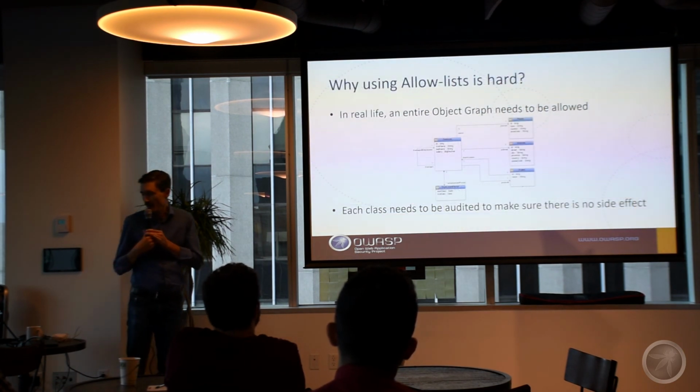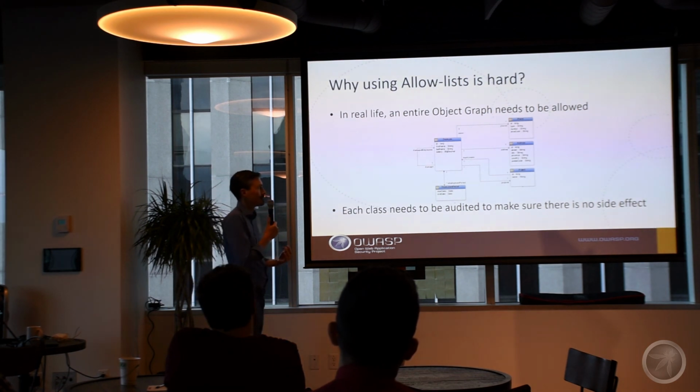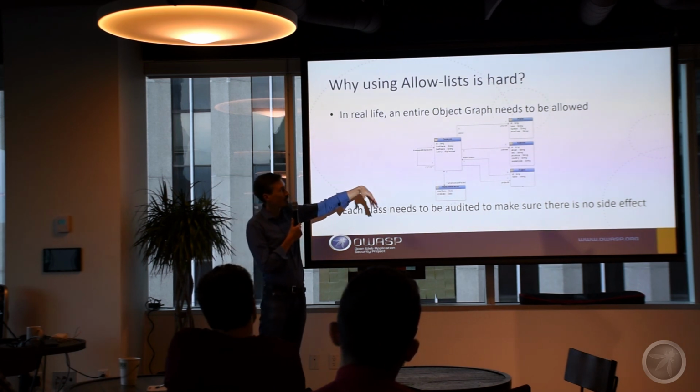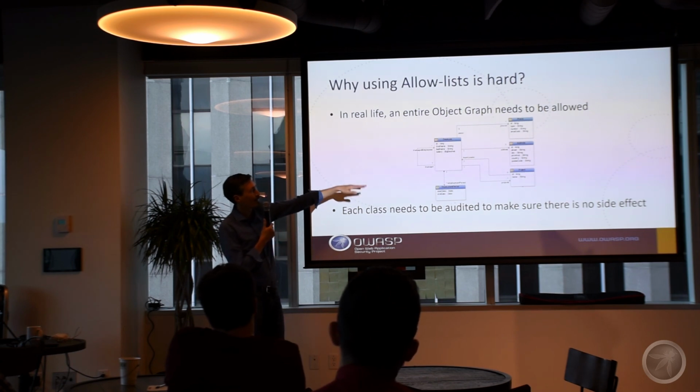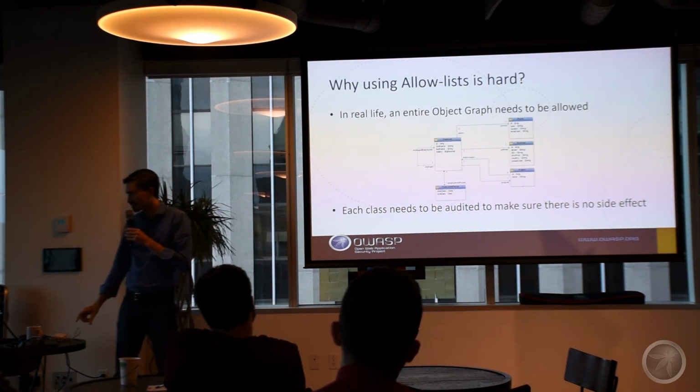And another reason why using an allow list is hard, it's a little bit like the example of the firewall I mentioned. In a real life scenario, in an enterprise scenario, you just look at this employee example. So you will need to allow employee class, employment period, project class, etc., etc. So you end up with a growing list of classes that you need to allow, and you have to be certain that there is no side effects anywhere in these classes.